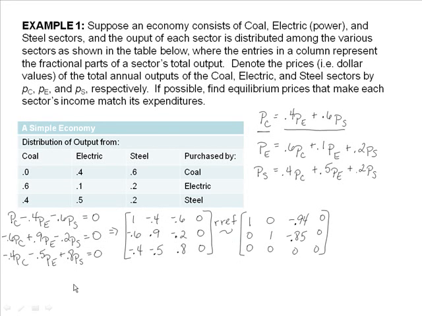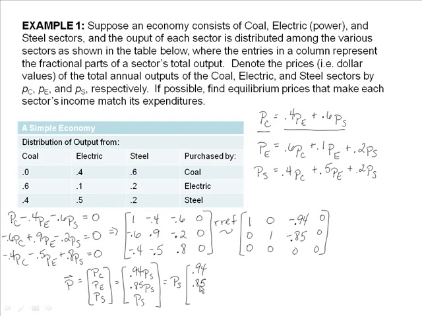Now we can write our solutions. We have the vector P, which consists of our variables P sub C, P sub E, and P sub S. We simply solve each one, and so we have that P sub C is equal to 0.94 P sub S, P sub E is equal to 0.85 P sub S, and P sub S is free. If we pull out our variable P sub S, then we have the vector 0.94, 0.85, and 1.